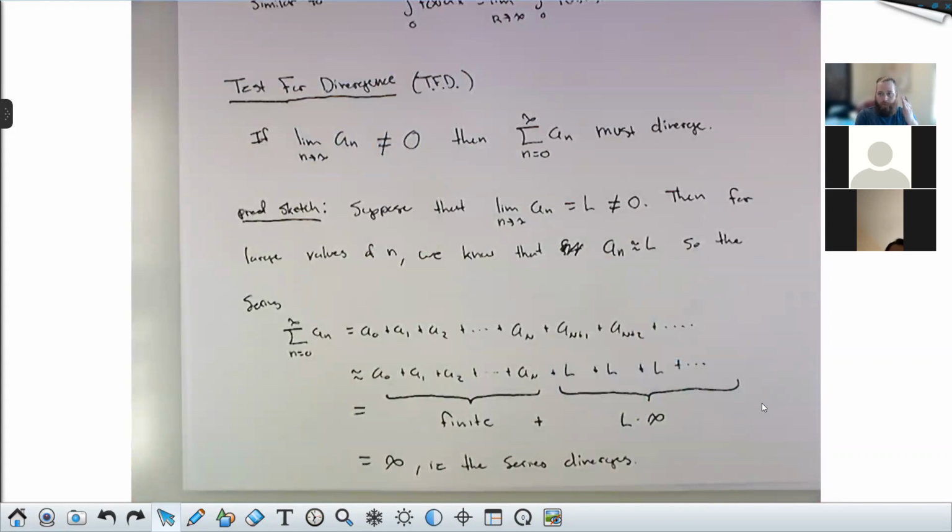Like the series 1 plus 1 plus 1 plus 1 plus 1, on and on for infinity. That's definitely going to diverge, right? You've got 1 plus itself infinitely many times. If you replace that 1 by any other number L besides 0, then your series is basically going to be L plus L plus L plus L plus L, on and on forever. And no matter what L is, if it's anything other than 0, then this piece is going to be infinite. That's the basic idea behind the test for divergence.